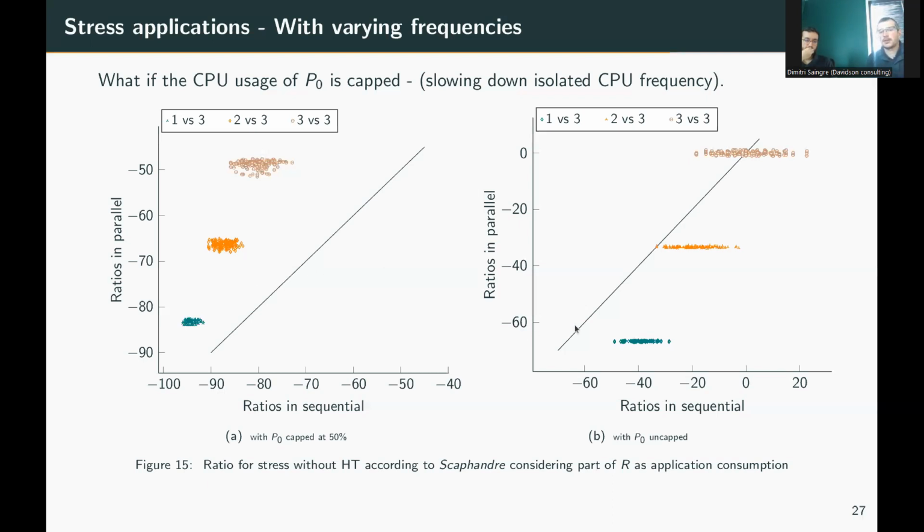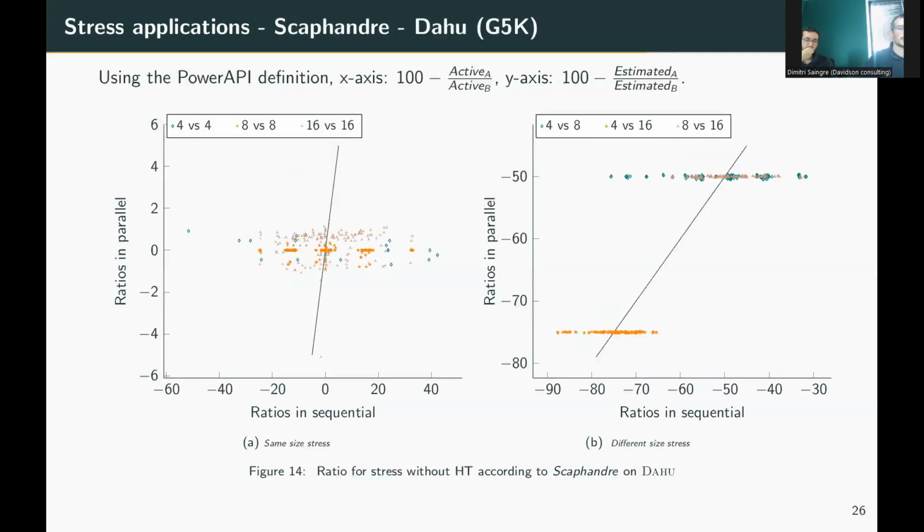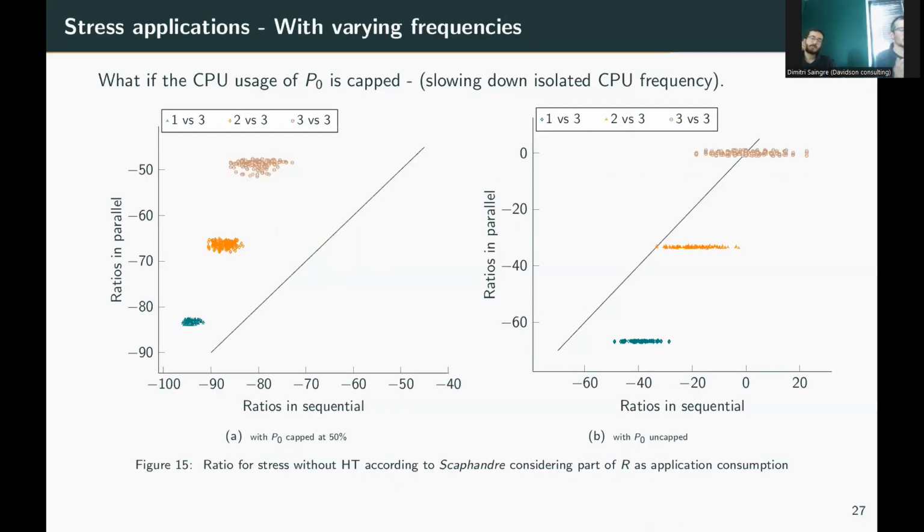And on the right figure, we did the experiment we did earlier with the two applications uncapped, running at full frequency. And what we can see is that Scaphandre does not consider residual consumption at all, and divides only by CPU time, which made applications of different sizes have a different consumption, even if they have the same residual consumption when running alone on the machine.